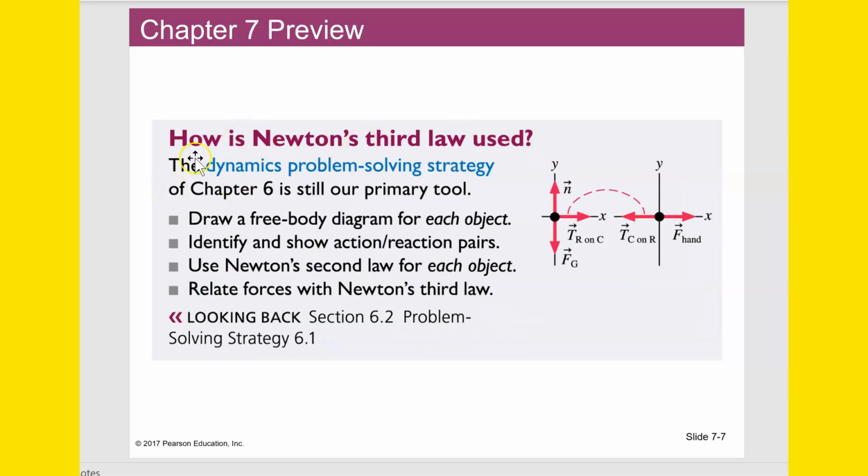How is Newton's third law used? The dynamics problem-solving strategy of Chapter 6 is still our primary tool. Draw a free body diagram for each object. So this is what we're going to do. So now we have two objects instead of just one. Each object is represented by a dot, and we have these forces like we have had before, but now we're trying to link them. If there's a force on this object that is an action-reaction pair with a force on this object, a lot of times we may draw a little dashed line or dashed curve between them just to communicate that, so that we can remember it, because it might make some of the math more simple.